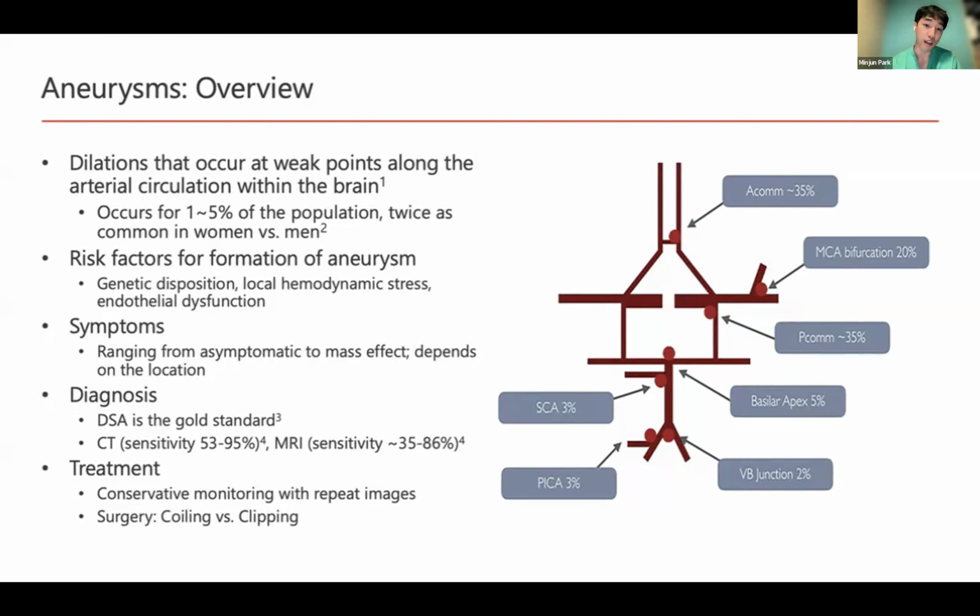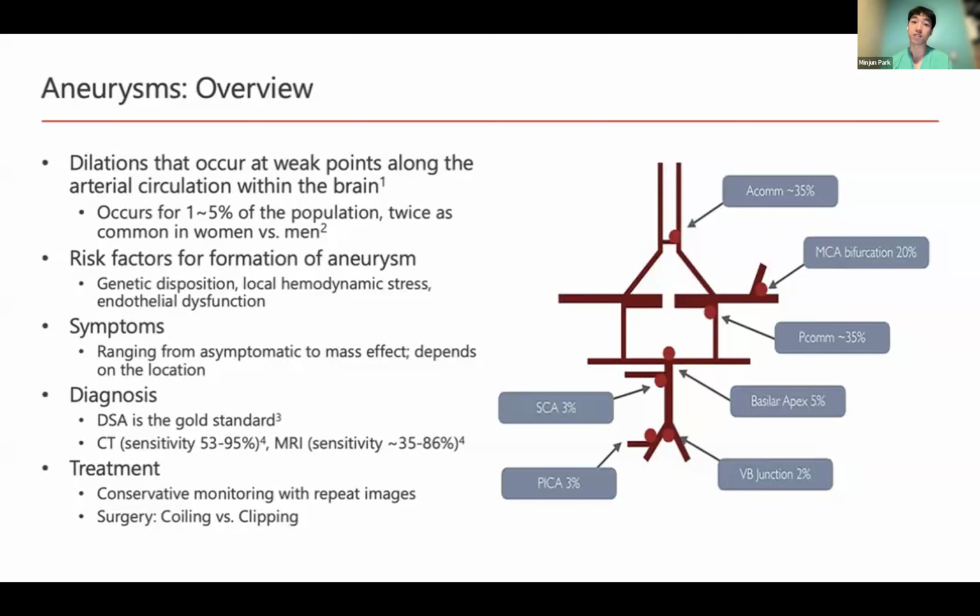And CT and MRI have a very wide range of sensitivity. This is mainly because for smaller aneurysms, for example 2 millimeters, CT is very non-sensitive, at 53%, but we see this does go up with a larger aneurysm size, like 7 millimeters.